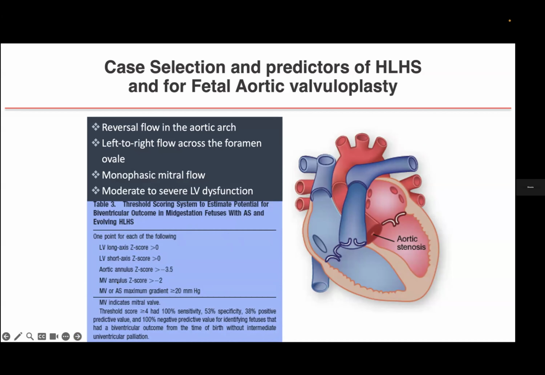So here the LV length Z-score should be normal. Aortic Z-score we can accept more than -3.5. Mitral valve Z-score should be more than -2, and there should be a documented aortic stenosis, along with the flow reversal into the aortic arch and abnormality of the left ventricular function or abnormality of the mitral valve flows. So let's look at this case, what happens here.